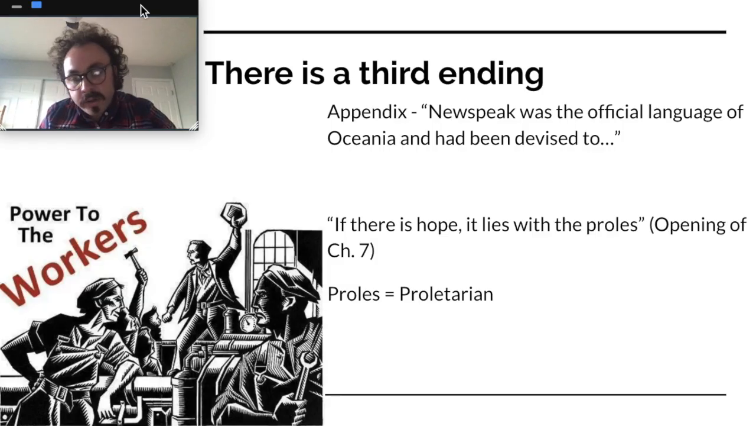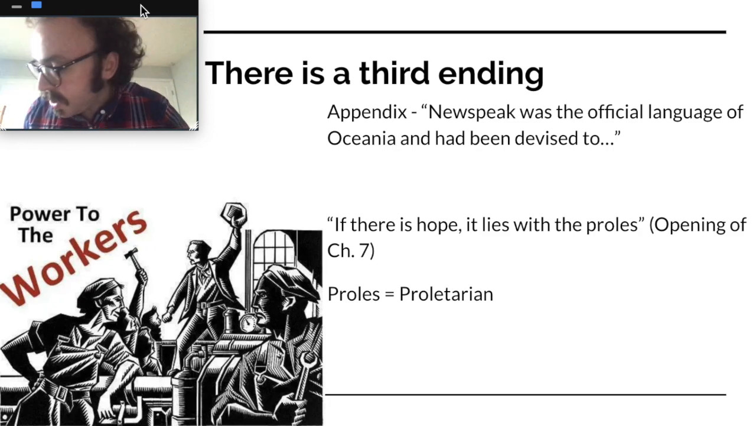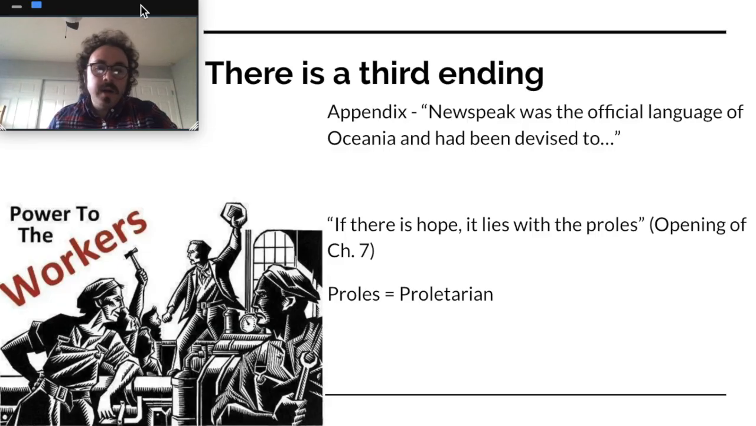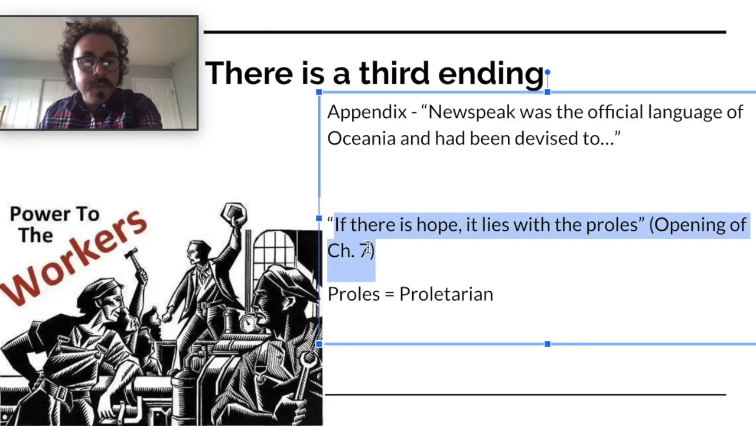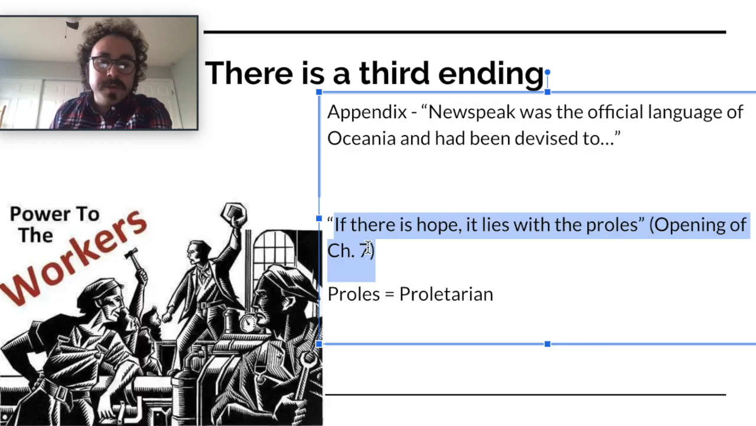And so from that small clue, we can recognize maybe that someone is writing about this as if it no longer exists, and that there was maybe a revolution against Big Brother and systems had changed. And so, what could that change be? You should go back to chapter 7. The very opening lines of chapter 7 is, "If there is hope, it lies with the proles."